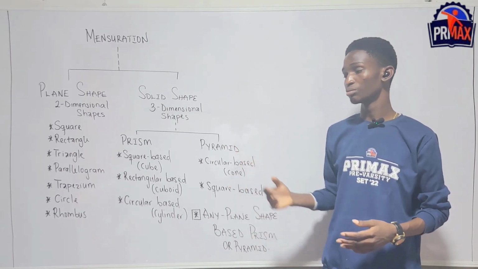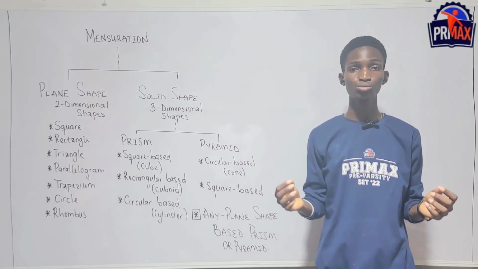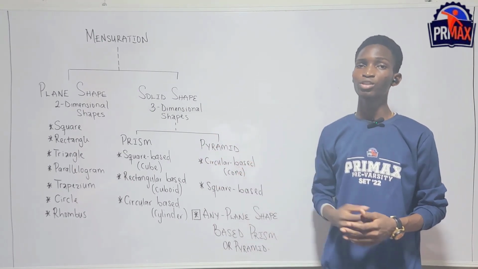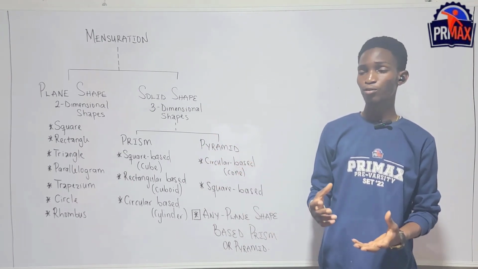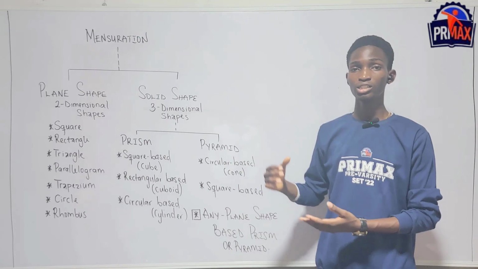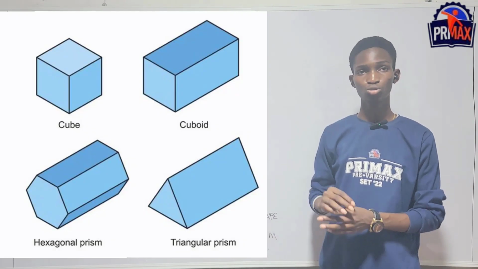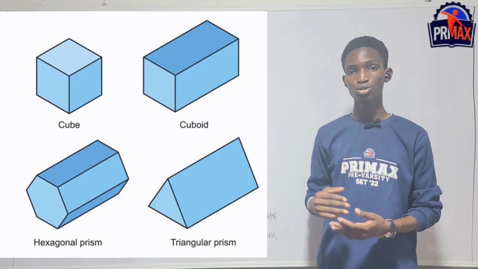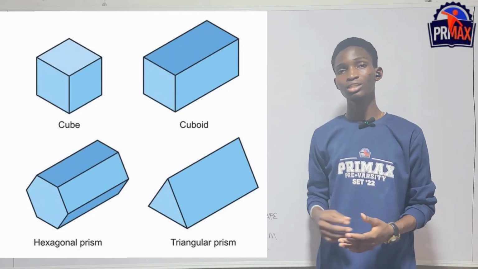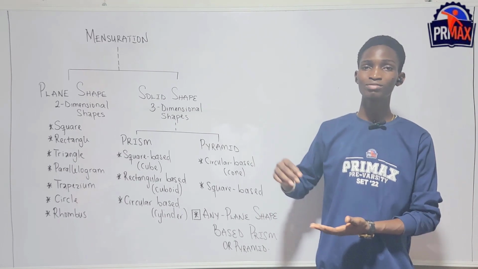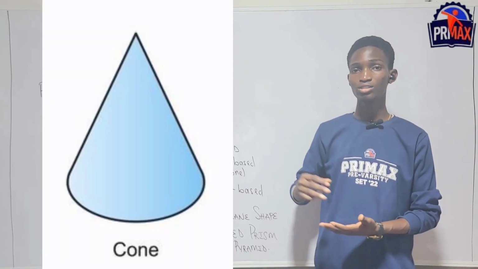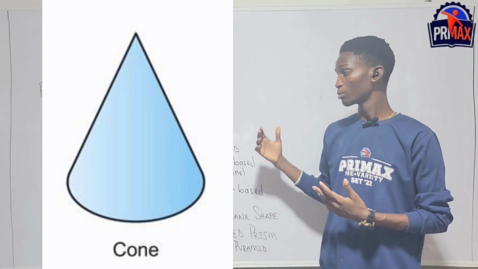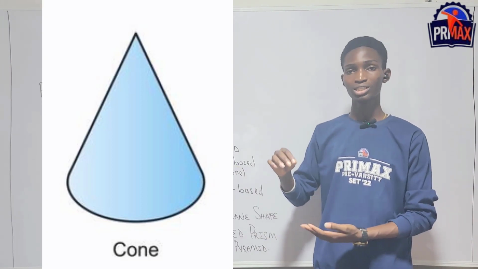For the solid shapes, the solid shape is also divided into two broad aspects, and we have the prism and the pyramid. Now for the prism, let's say for instance we have the square. The top and bottom of that prism is going to be square. If we have the rectangle, both top and bottom is going to be rectangle. But for the pyramid, a pyramid is always tagged to have a pointed end, or you call it vertex, such as that of a cone. Okay, so for pyramid, they always have a pointed end.